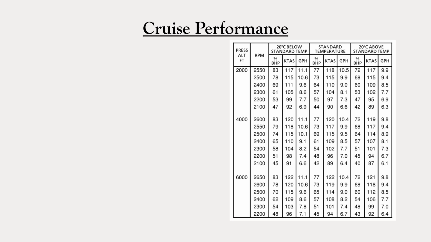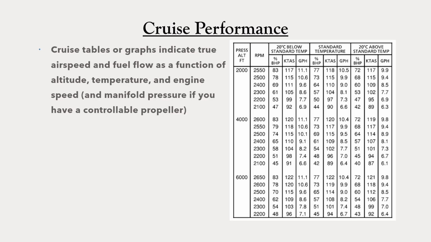In order to plan our flight to make sure that we will have enough fuel on board, we also want to look at the airplane's performance during cruise. In particular, we want to know what kind of true airspeed we should expect, and what kind of fuel flow we should plan for. These vary as a function of altitude, temperature, and the engine speed you select. If you have a controllable pitch propeller, it will be a combination of engine speed and manifold pressure.